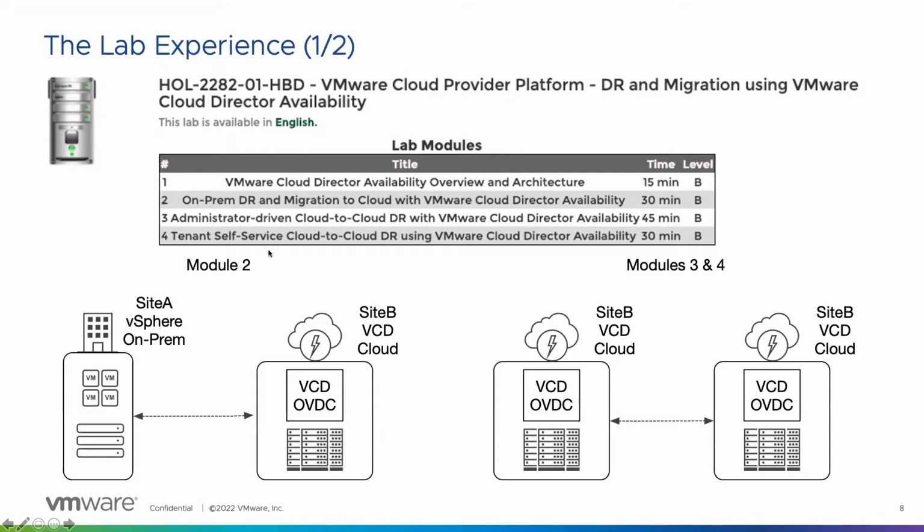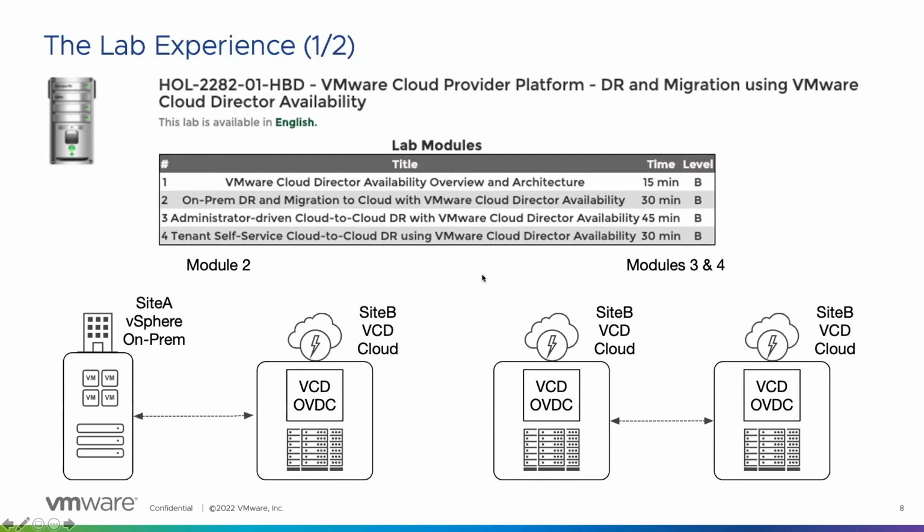Module 2 is the one that we're going to focus on today. It's the on-prem to the cloud migration. And so what you see here is showing Site A vSphere on-prem migrating to the cloud. Modules 3 and 4 are both cloud to cloud, Site A to Site B. Oops, I just realized my slide is messed up. That should be a Site A, but no worries, you understand what it means. That should be Site A to Site B, not Site B to Site B.